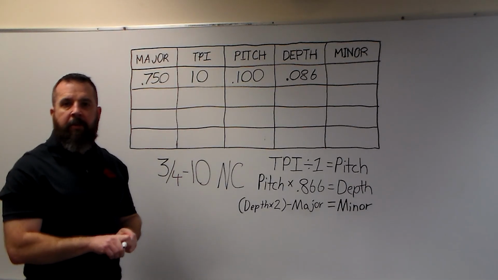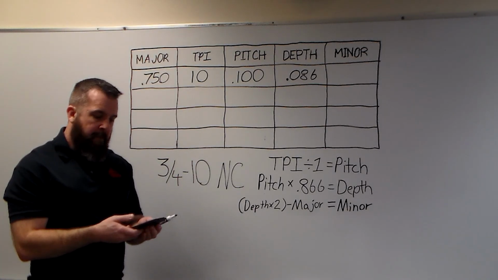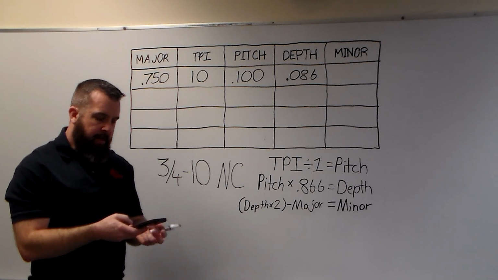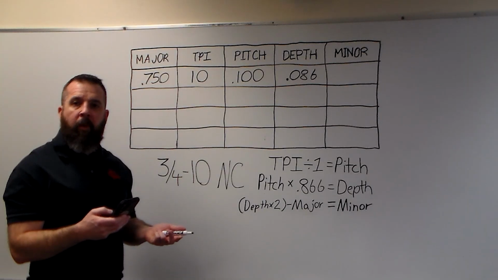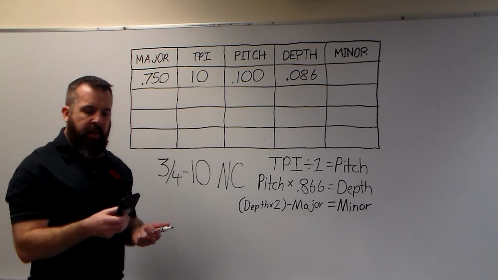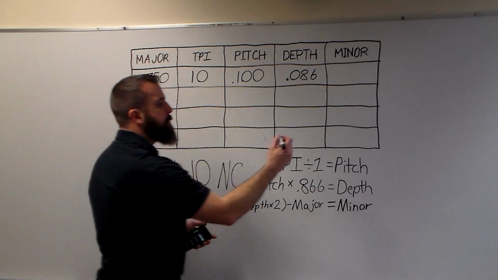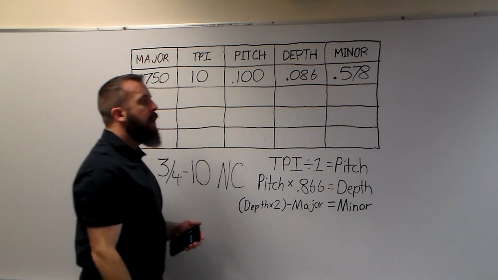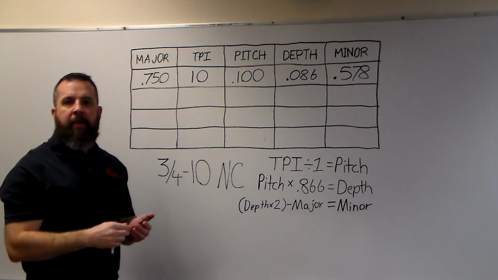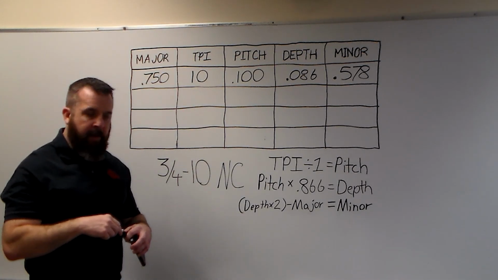Let me go ahead and do this really quick on my calculator because I didn't fully prepare this one. But it's very simple. So my 0.086 times 2, that's 0.172, subtracted from 0.75 equals 0.578. Now, that is our root diameter for the thread, or our thread relief groove diameter.